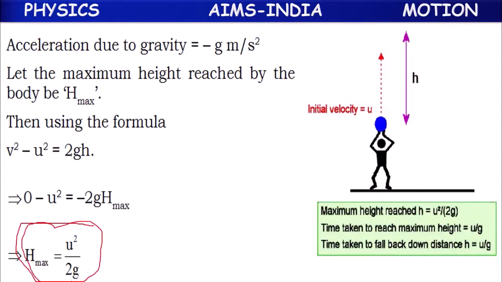This formula is for the maximum height of a body, derived from the formula v square minus u square equals 2as by replacing the values.